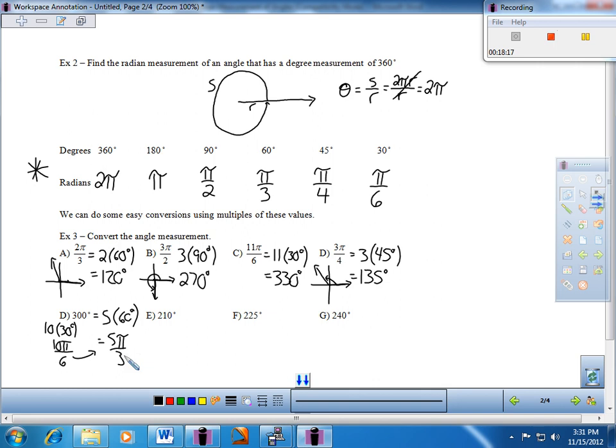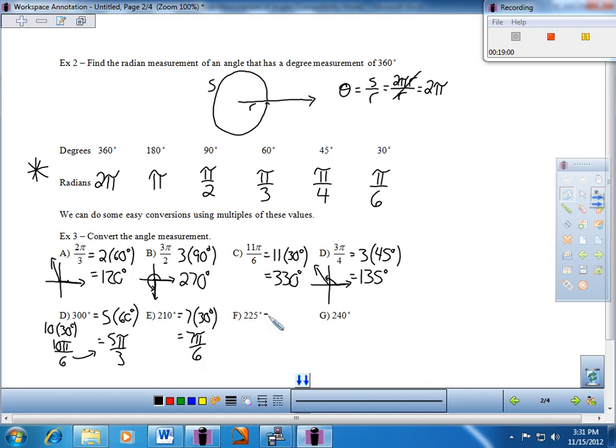All right, 210. We have to figure out what it's a multiple of here. The way I see 210, it looks like 210 would be 7 times 30. And so as a result, everybody, 210 degrees, understanding that piece, is 7 pi over 6. Good. Again, see it. See 210 degrees. That's also 7 pi over 6 radians.